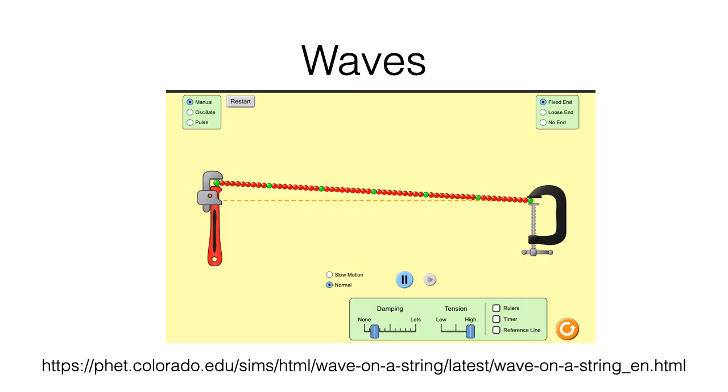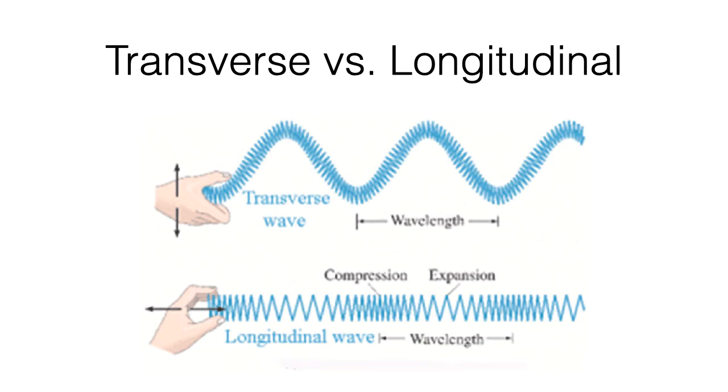Here's another animation. There's a great applet, actually. You can go play with these, but it's just talking about waves on a string. Now there are two kinds of waves. There's a transverse wave. So imagine a slinky, and I shake the slinky side to side, and the displacement travels the length of the slinky.